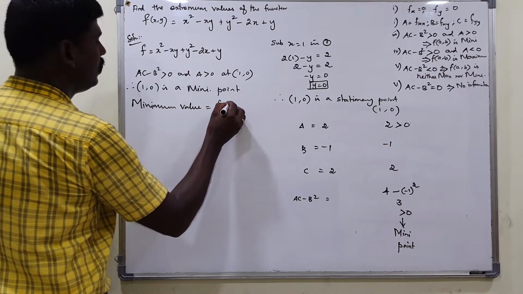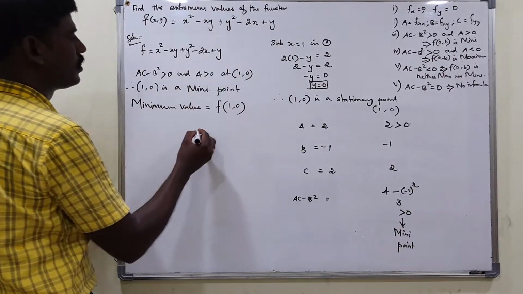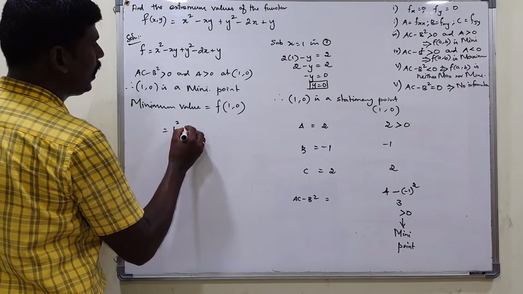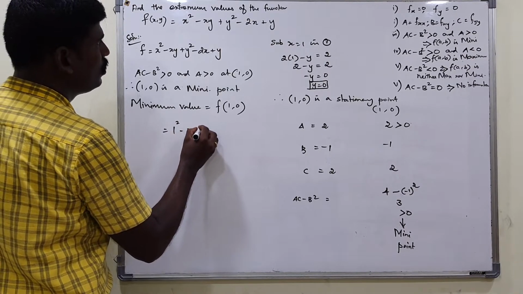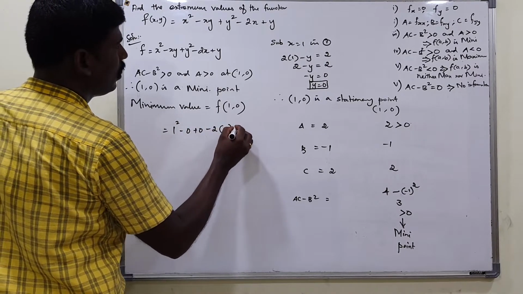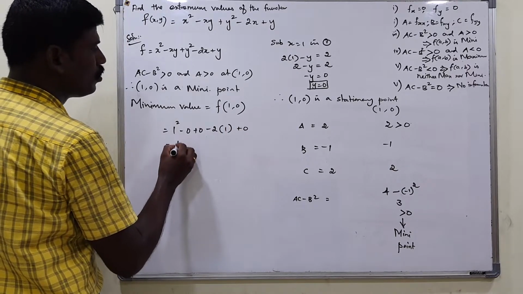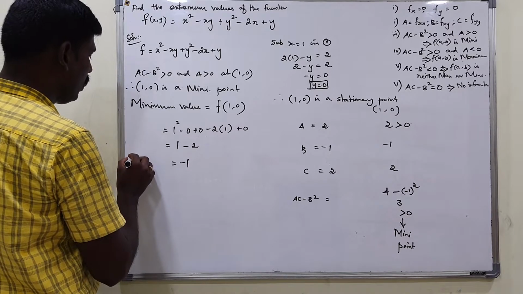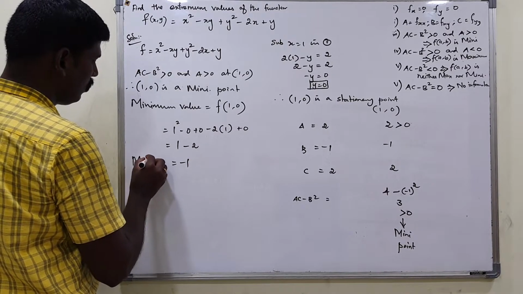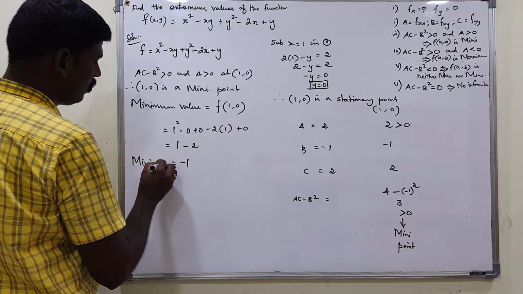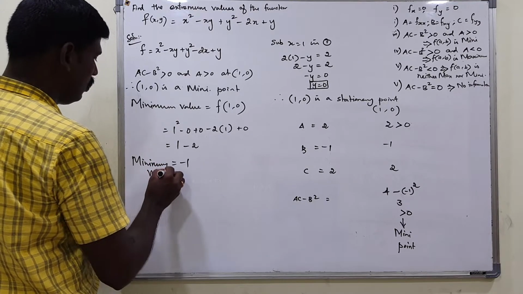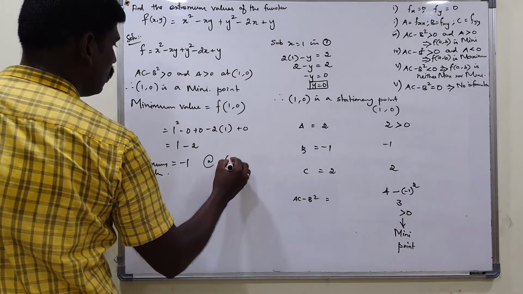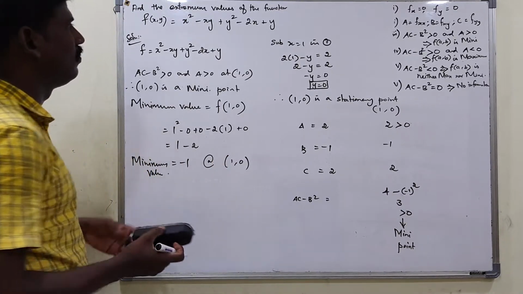So to find the minimum value, substitute the point in f of x comma y. That's all. So what you will get? X equal to 1 square minus 0 plus 0 minus 2 into 1 plus 0. So 1 minus 2, that is equal to minus 1 is the minimum value, at (1, 0). That's all. Very simple problem.